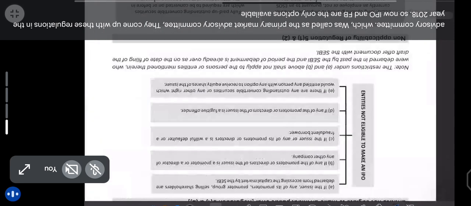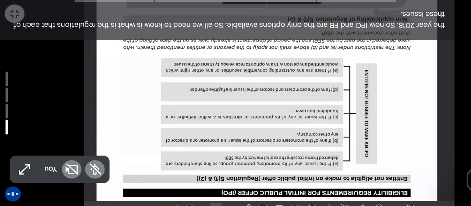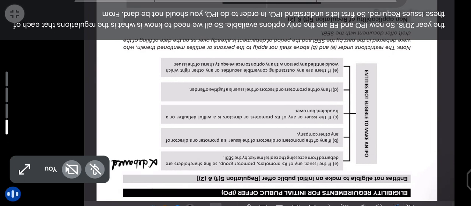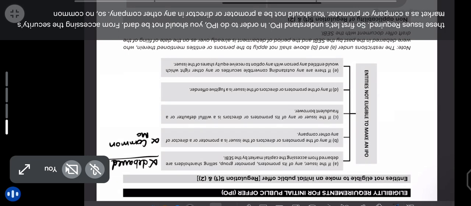So now IPO and FPO are the only options available. So all we need to know is what are the regulations that each of these issues require. So first let's understand IPO. In order to do an IPO, you should not be debarred from accessing the securities market as a company or promoter. You should not be a promoter or director in any other company. So no common management.